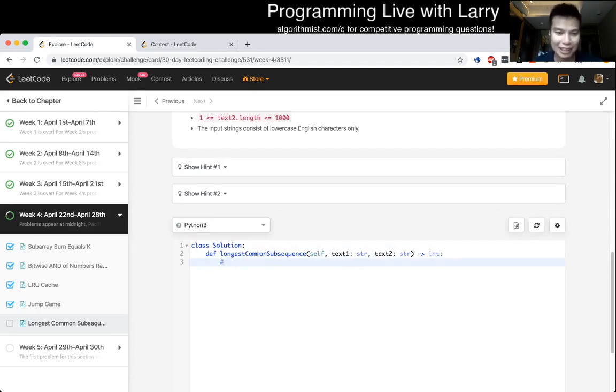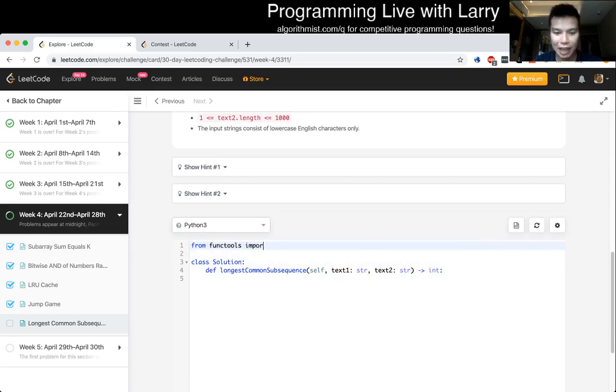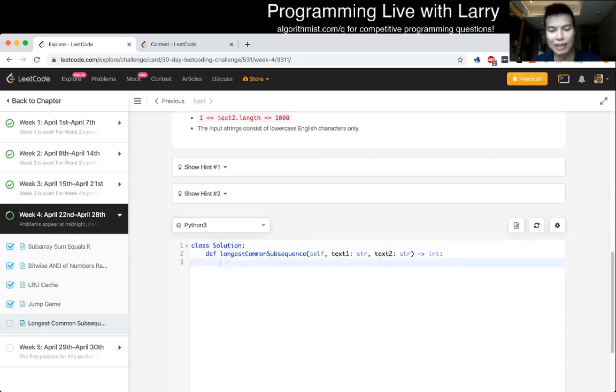What I would do if I'm in a competition is something like from functools import lru_cache, and then just do the memoization that way. But this time, just for educational purposes, I'm going to write it out more explicitly. One thing I have noticed is that a lot of people use LRU cache as a way to solve problems without really analyzing the time complexity or the space complexity and so forth. So I'm going to try to be very explicit about this.